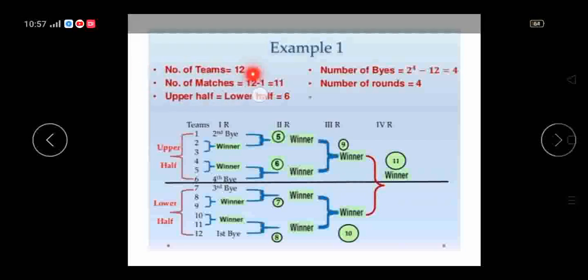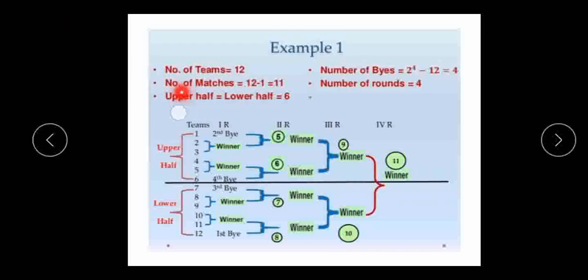Number of teams is 12. It is an even number. The number of matches is N minus 1, 12 minus 1, equal to 11. Upper half and lower half are N upon 2, because it is an even number. N is 12, upon 2, so we get the result 6. Clear? 2 sixes are 12. Number of byes is 2 to the power of 4 minus 12: 2 twos are 4, 2 fours are 8, 2 eights are 16, minus 12. 4 byes are given in this fixture.